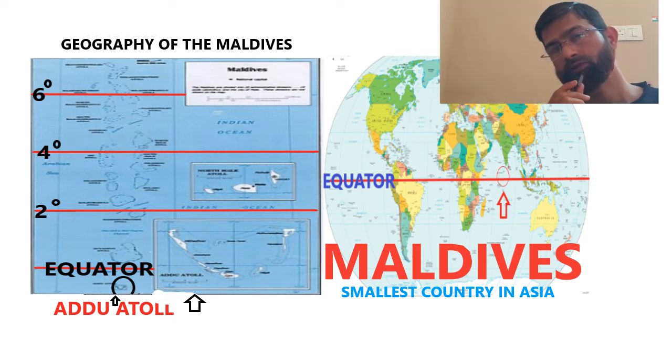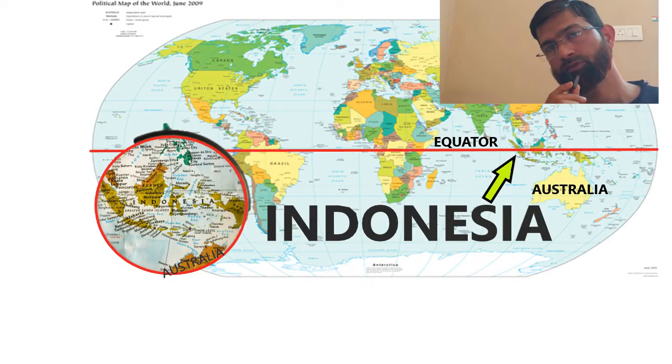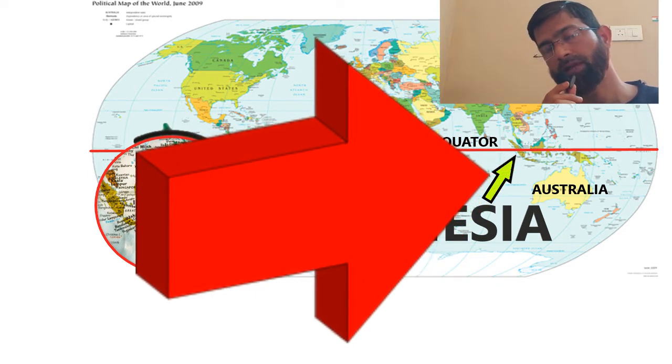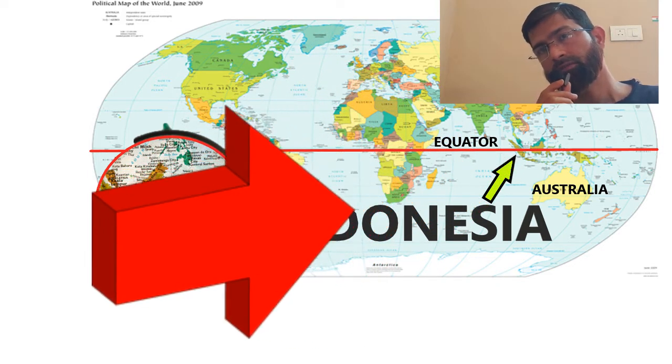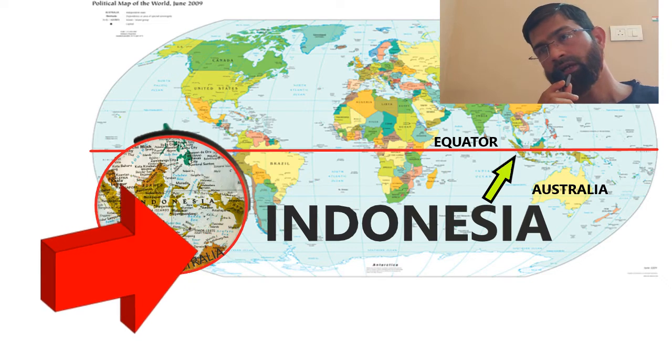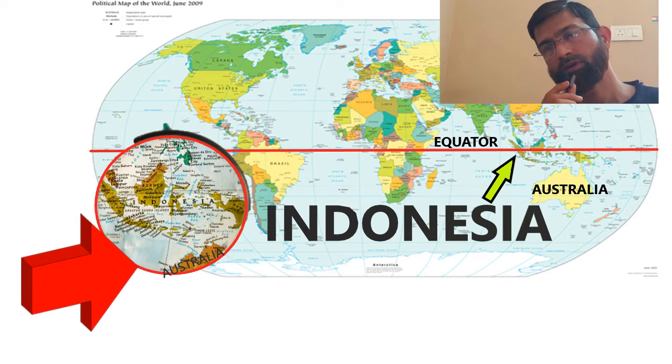Next one, we go to Indonesia, a big island, but here you need to keep two things in mind. It's a group of many islands. But Papua New Guinea and some part of Malaysia is also there, so you don't include this.